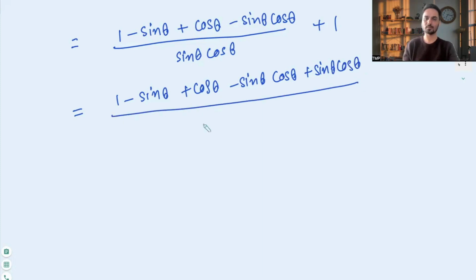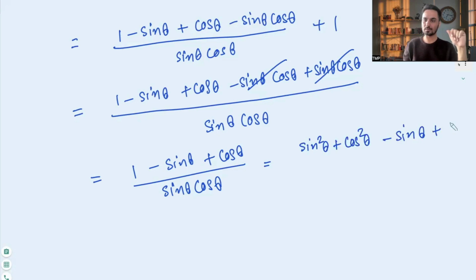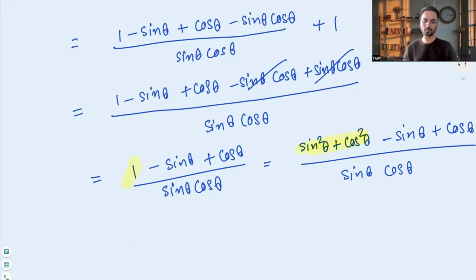over sine theta cos theta. We can cancel out sine theta cos theta. So we have 1 minus sine theta plus cos theta over sine theta cos theta. Now we know that sine square theta plus cos square theta is 1. So I can write that 1 as sine square theta plus cos square theta minus sine theta plus cos theta over sine theta cos theta. So here we have replaced this 1 with sine square theta plus cos square theta.